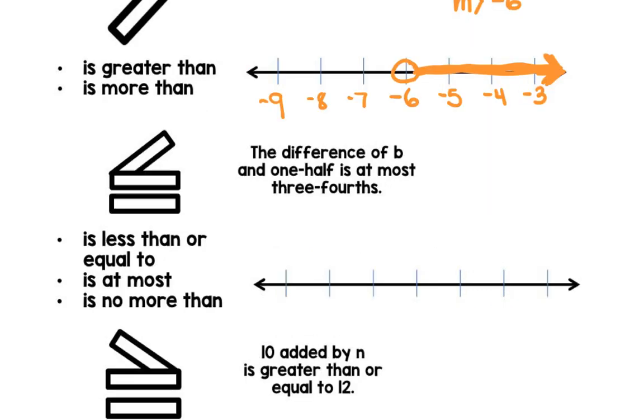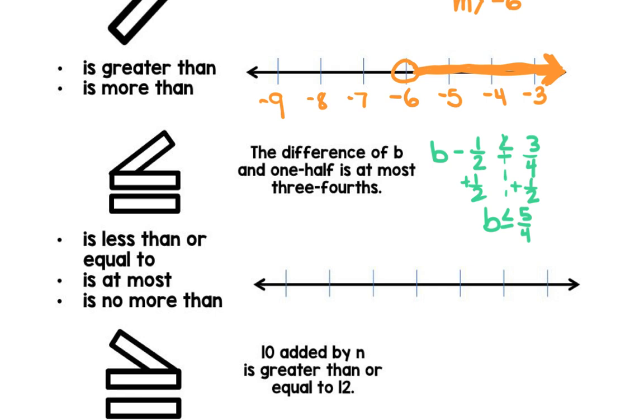The difference of b and 1/2, so b minus 1/2, is at most. So this is less than or equal to 3/4. To solve, I'm going to add 1/2 to both sides of my inequality, and I get b is less than or equal to 5/4, or you could say 1 1/4.